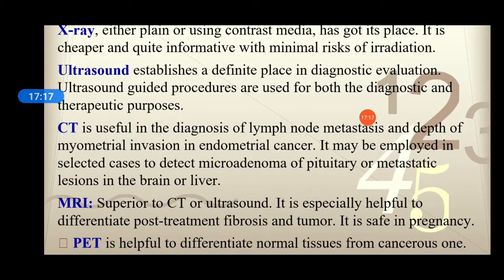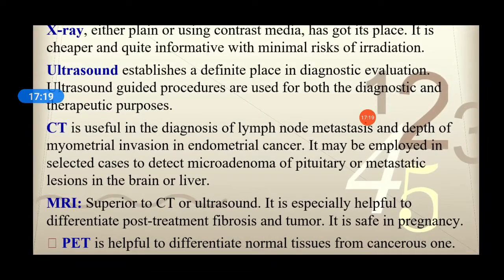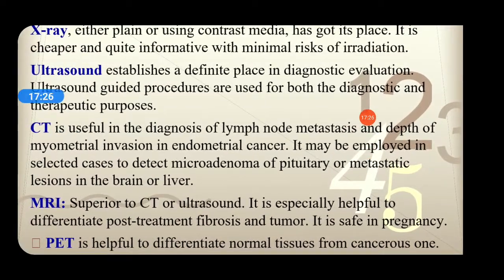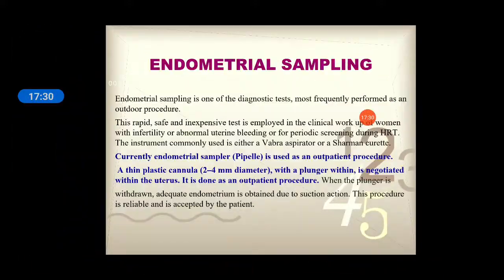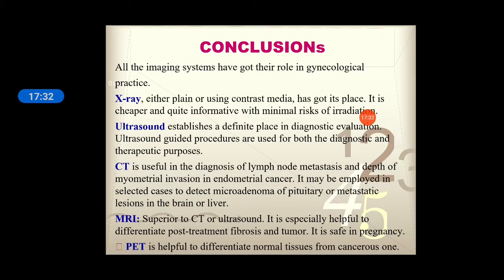MRI is superior to CT or ultrasound. It is especially helpful to differentiate post-treatment fibrosis from tumor. It is safe in pregnancy. PET is helpful to differentiate normal tissues from cancerous ones. So this is all about the imaging technologies in gynecology. Thank you.